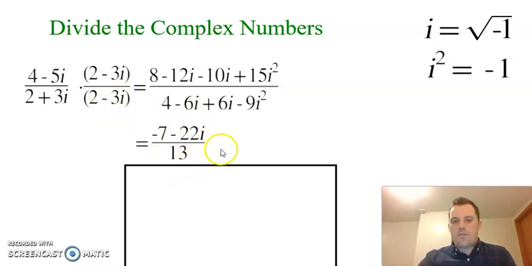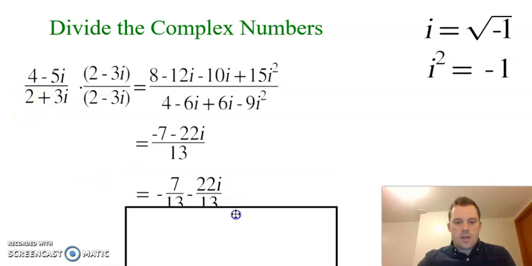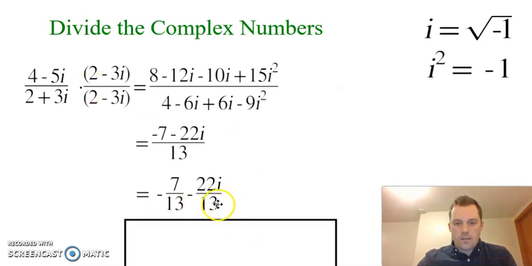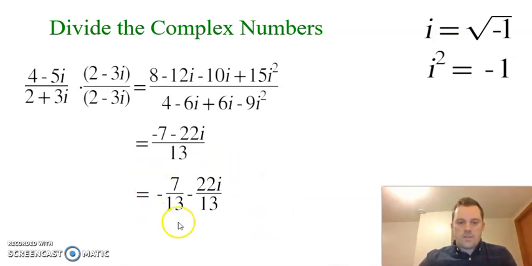So now we have a new rational without an imaginary number in the denominator, but we can't leave it like this. We still need to have a real component and an imaginary component written out separately, like a binomial. So we just split this fraction here, so they both have denominator of 13, and this is our real component, this is our imaginary component.